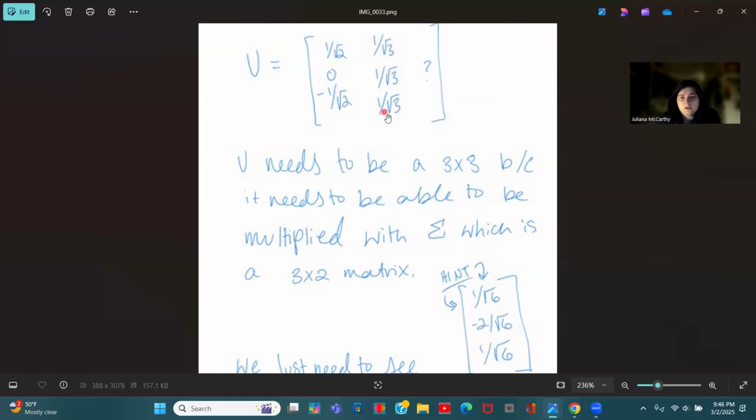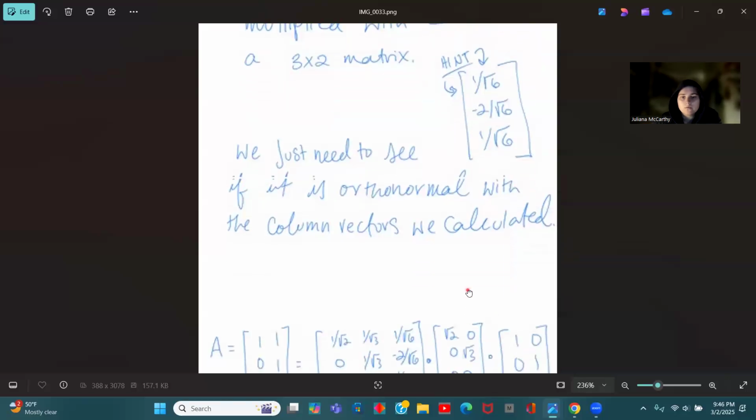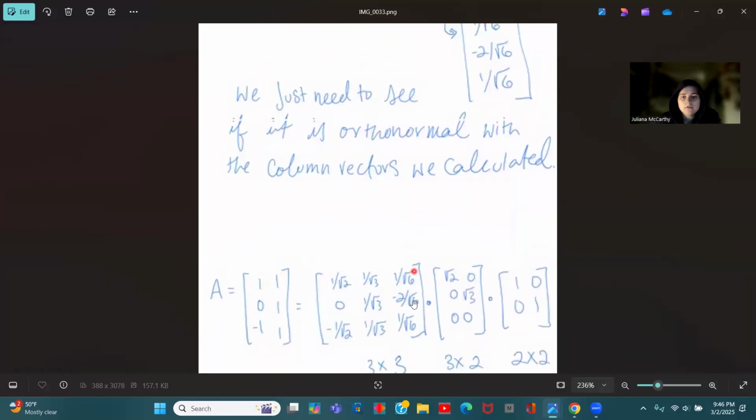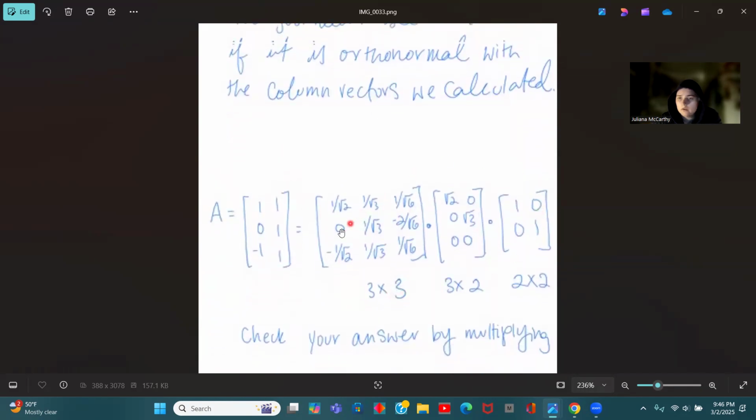And then doing the same thing with the second column vector, we see that it is 1 over square root of 6 times 1 over square root of 3 plus 1 over square root of 6 times 1 over square root of 3 plus negative 2 over square root of 6 times 1 over square root of 3. It equals 0. So having checked that, we know that is good for our third column vector. And then we found everything. So we found u, we found sigma, and we found v transpose.